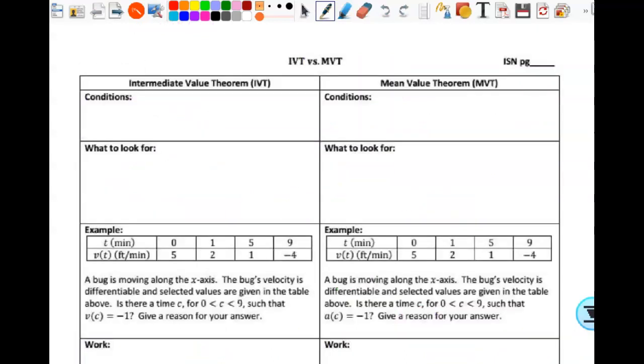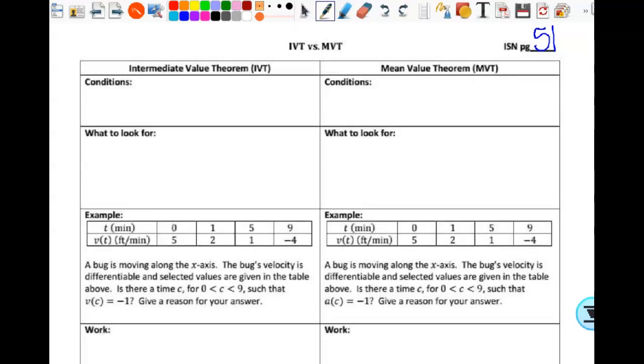All right, so now we are switching gears a little bit, still talking about MVT, but we're going to compare it to IVT. This is going on 51. So the intermediate value theorem, that is our IVT. Remember the intermediate, in the middle, if something is between something else. Mean value theorem, that's when we're talking about an average rate of change type of situation. Okay, so we just did MVT yesterday.